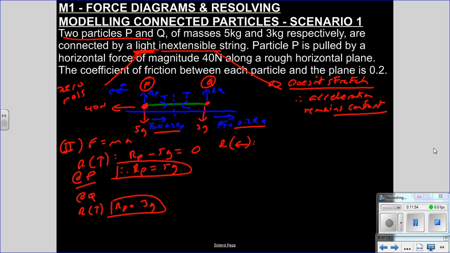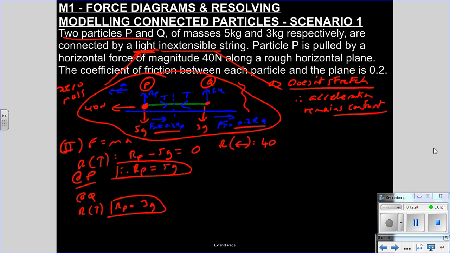So let's think about it. I've got a whole system moving here. The whole thing is moving. It's almost moving like one particle, isn't it? Because this entire chassis, you could look at it like a chassis, is moving to the left. So the whole thing is being pulled at 40 newtons, isn't it? Even though P is being pulled, that string is kind of like a pole. It's pulling the other one along with it. So 40 to the left.